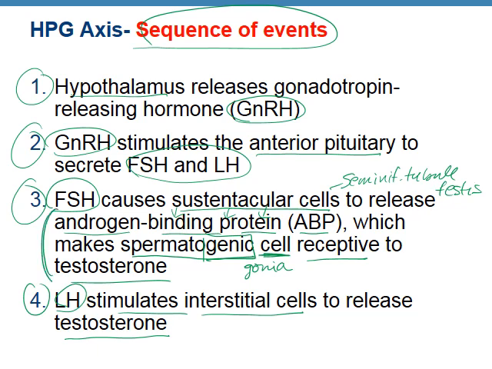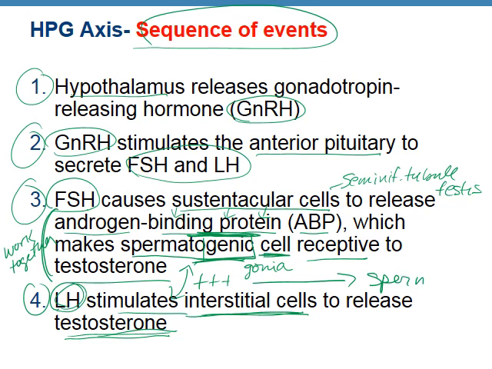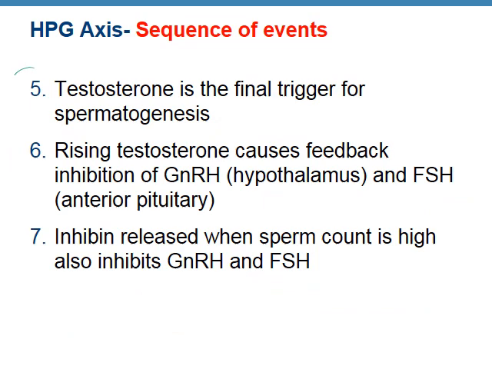So these two have to work together. The FSH is going to cause the sustenacular cell to release an androgen binding protein. It makes the spermatogonia receptive to testosterone, and then LH is going to stimulate the interstitial cells to release testosterone. And so what do you think happens when these two things come together? We're going to drive sperm creation. Step 5, testosterone is the final trigger for spermatogenesis, right? So for creating sperm.